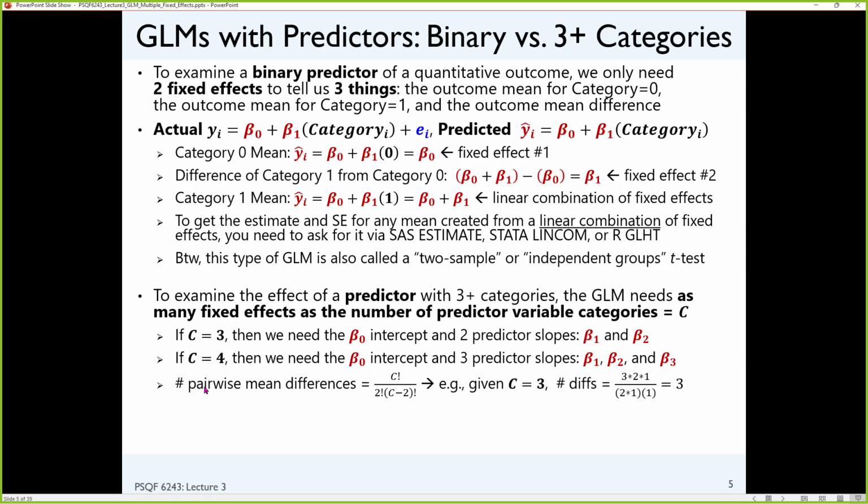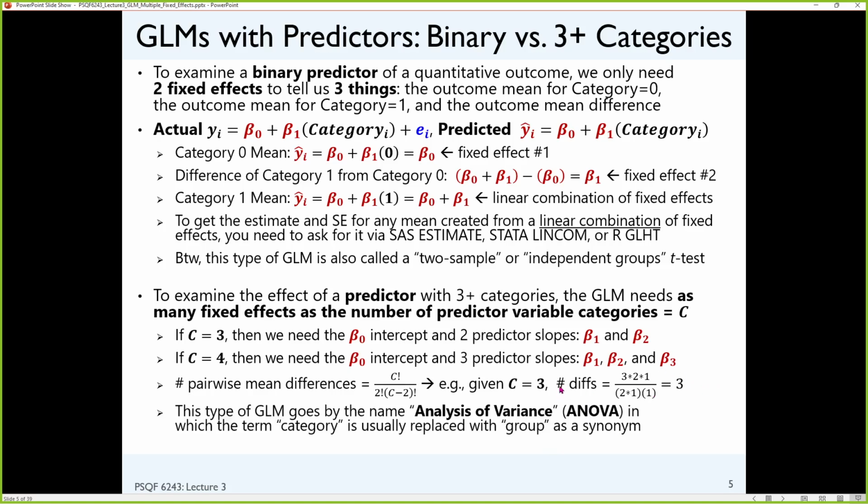So you will see the word pairwise used in your textbook, and that's a word that I often use. Pairwise means between 2 groups. So the model gives you the difference between each pair of groups. The difference between each pair of groups will either be given directly as one of the slopes, or it will be given indirectly as a linear combination of the slopes. And so I want to teach you how to get it either way. And here's the formula by which you can figure out how many distinct pairwise group differences are possible.